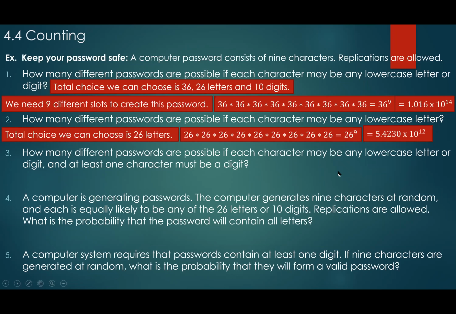So to find at least one digit, what you need to do is take the total, which is 36 raised to the 9th power, minus 26 raised to the 9th power. And ladies and gentlemen, please, you have to type it this way on your calculator. Please do not use this number here.